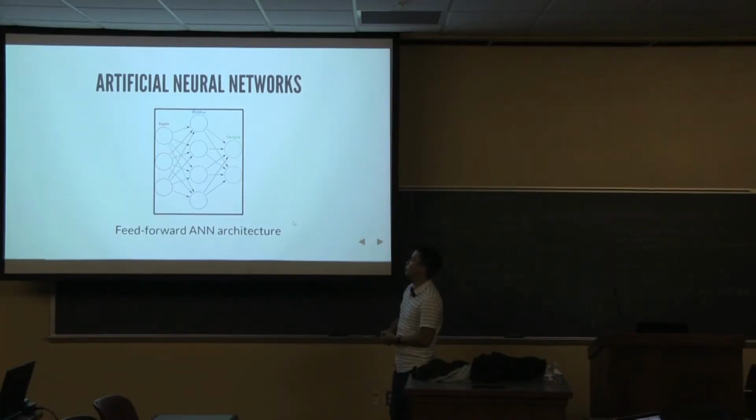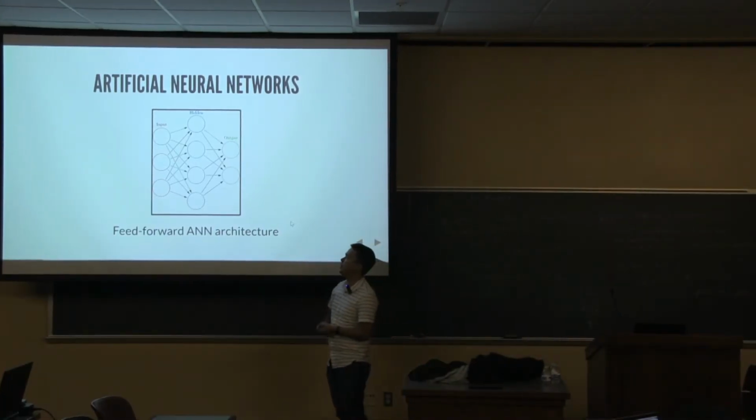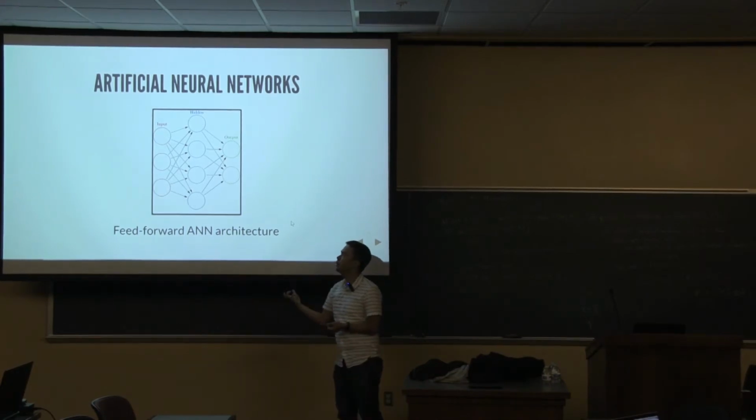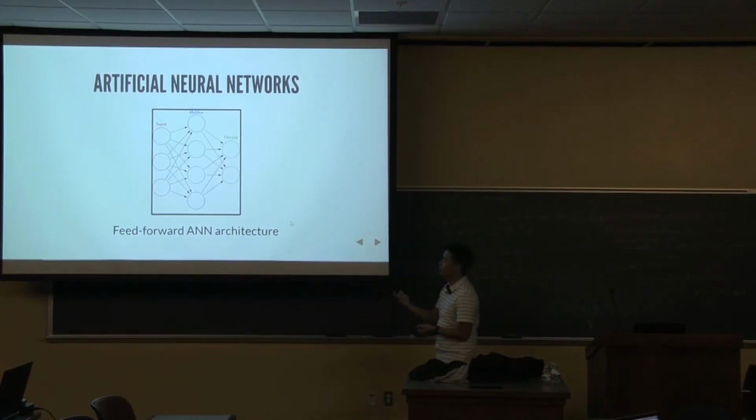A feed-forward neural network basically has input nodes. Each of those nodes is, say, a real number. It goes through hidden layers, through weighted linear combinations, and you get an output at the end.